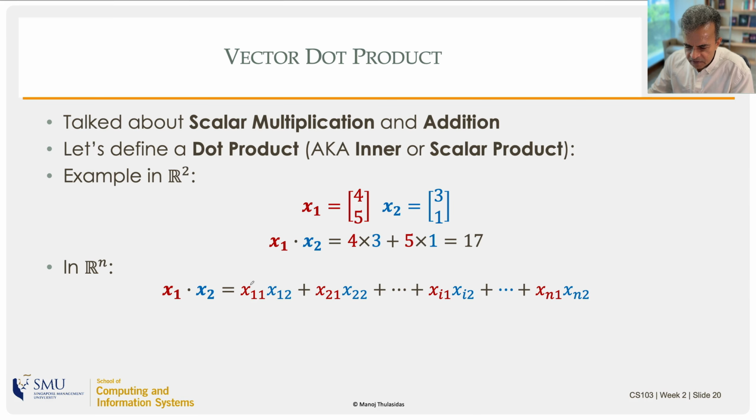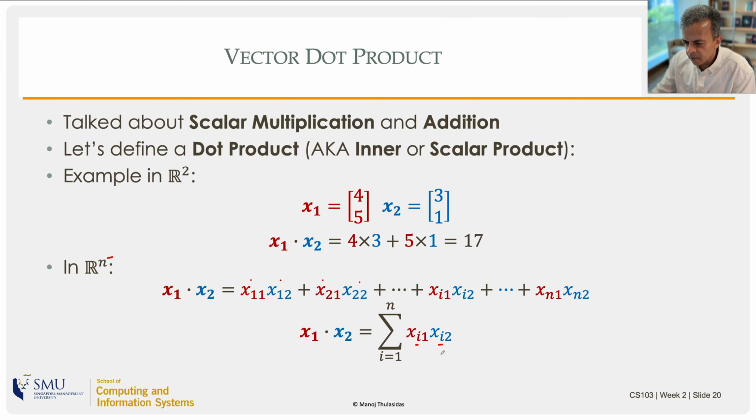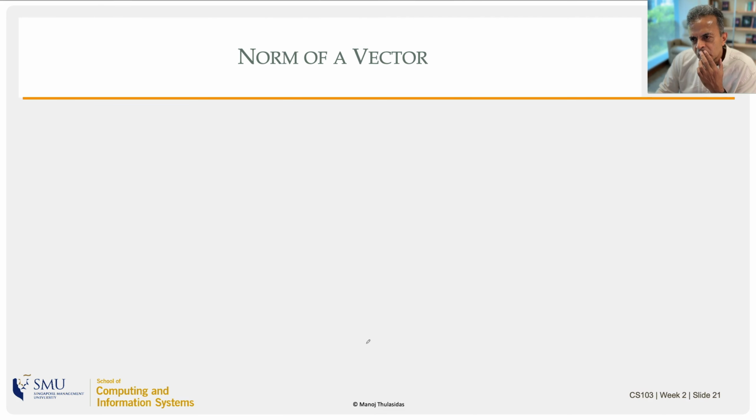In Rn, same idea. It's the first element of the first vector times the first element of the second vector, second element of the first vector times the second element of the second vector, and so on. It's a sum product. Sum them up. So it's a sum running from 1 to n because we are in Rn. Take the first vector, take the ith element, take the second vector, take the ith element, take the product, and then sum them up. That's the definition.